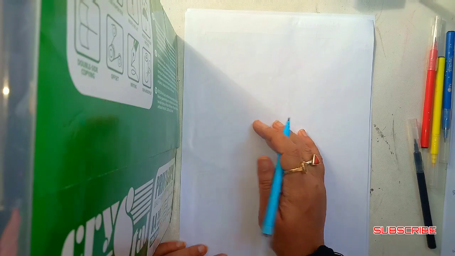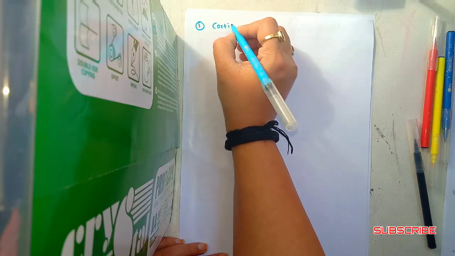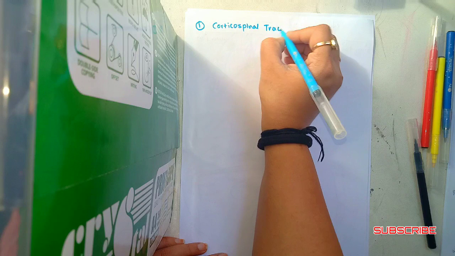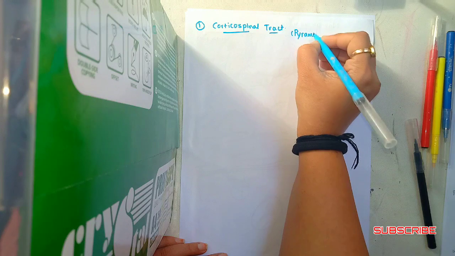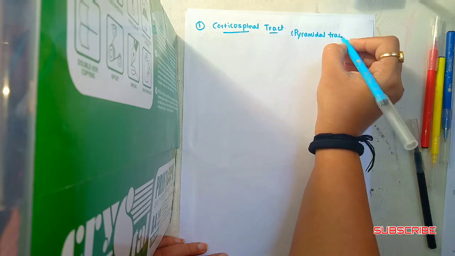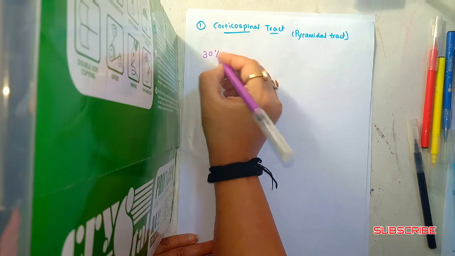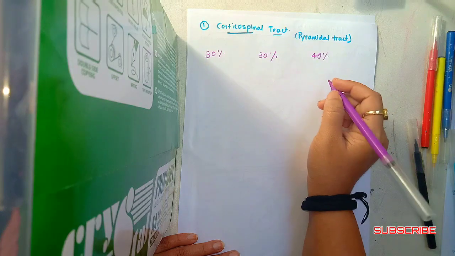Now let's start with the tracts. Okay, so the first tract is the Corticospinal Tract. Another name of the corticospinal tract is pyramidal tract or tractus pyramidalis. Okay, so this tract originates from three areas: 30%, 30% and 40%.